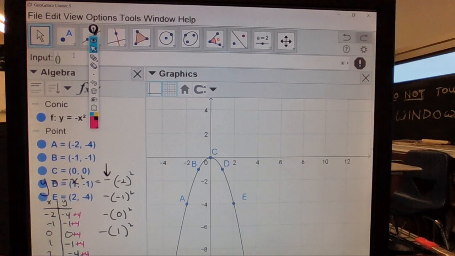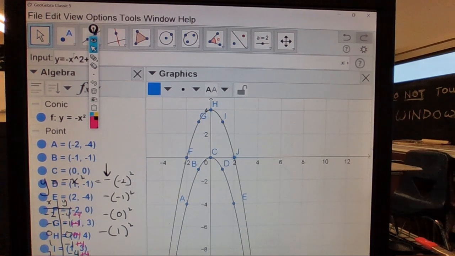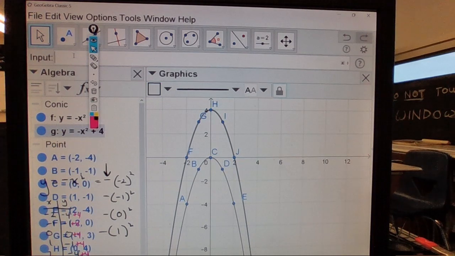So if I do that, we're going to have negative 2, 0 will be a point. Negative 1, 3 will be a point. 0, 4. 1, 3. And 2, 0. And does that look like negative x squared plus 4? Is that okay with everybody?